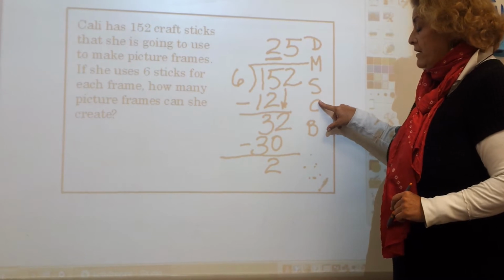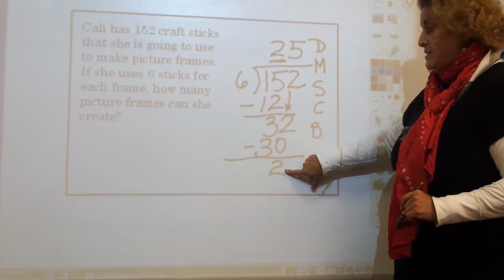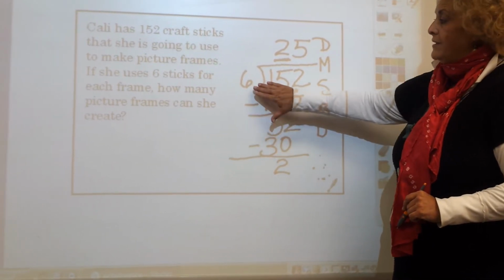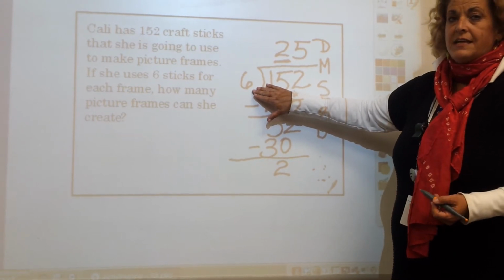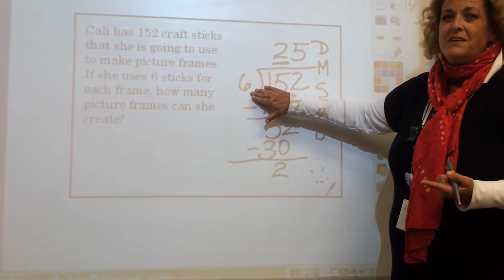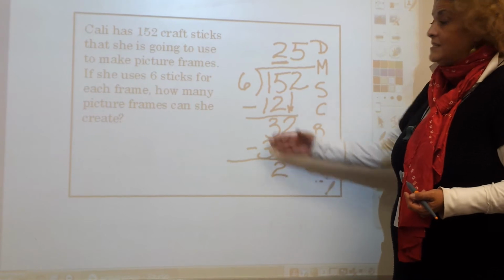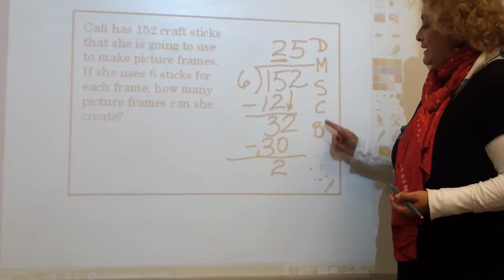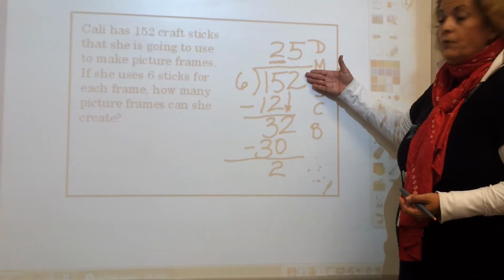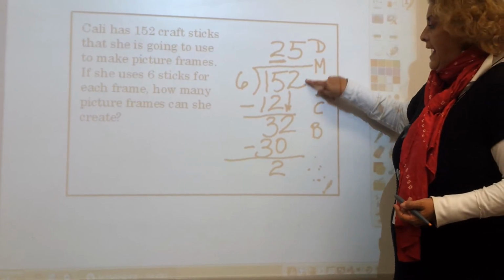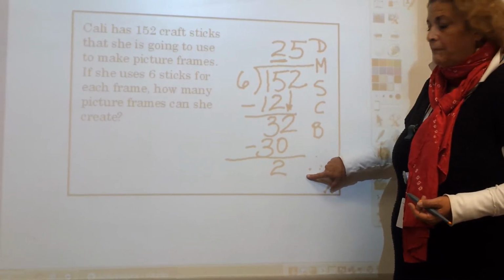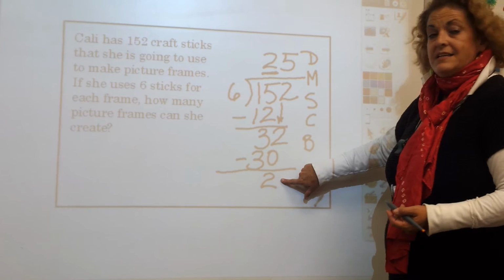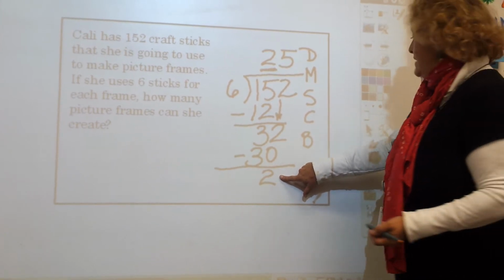I'm going to compare now. I ask myself, is 2, what I have left over, less than my divisor of 6? Again, I want that answer to be yes, and it is. 2 is less than 6. So I can bring down the next number. But when I go up to my dividend, I have no more numbers to bring down. So what I'm going to do is express what's left over as a remainder.